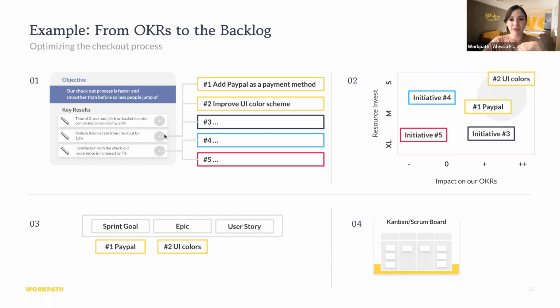Could be several reasons. Could be that the checkout button just has the wrong color. It could be that people don't want to put in credit card details anymore, and they want to have PayPal there as a payment method. So it could be that there are many different things that are not working right now in that checkout, and the reasons for that could be different.